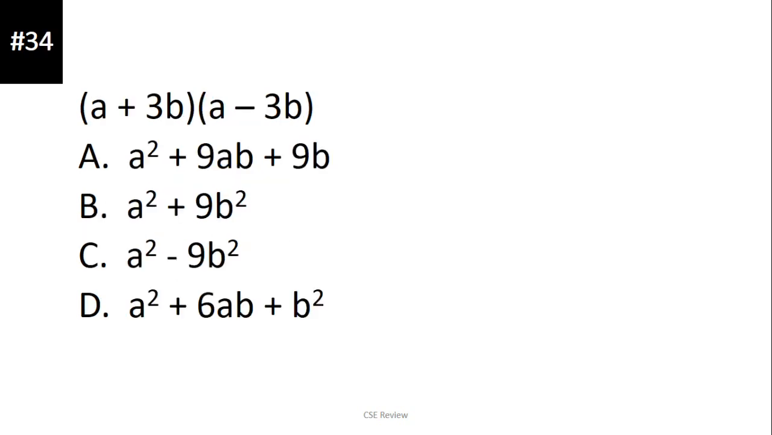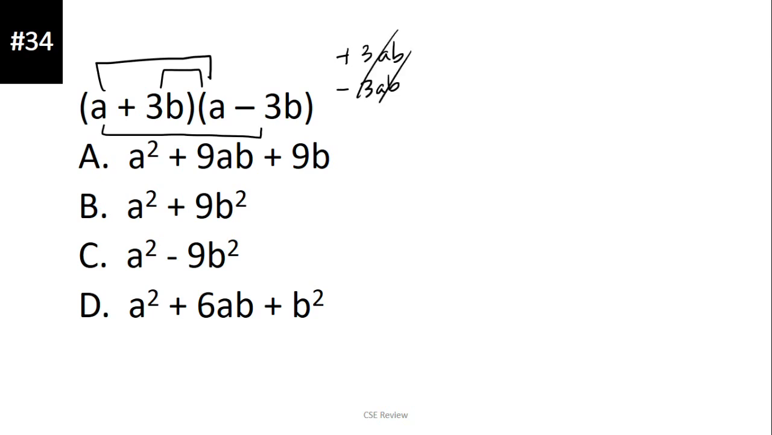Number 34, again, this is FOIL or i-distribute natin lahat. So, you have first, which is A times A squared. Lahat naman sila may A squared, so hindi nakatulong sa atin. Yung nasa gitna is we have plus 3AB and dito sa outside naman is minus 3AB. So, ito ay makakancel. Okay? Kasi plus 3 minus 3 is 0. At yung dulo niya, which is plus 3B times negative 3B, it's going to be minus 9B squared.